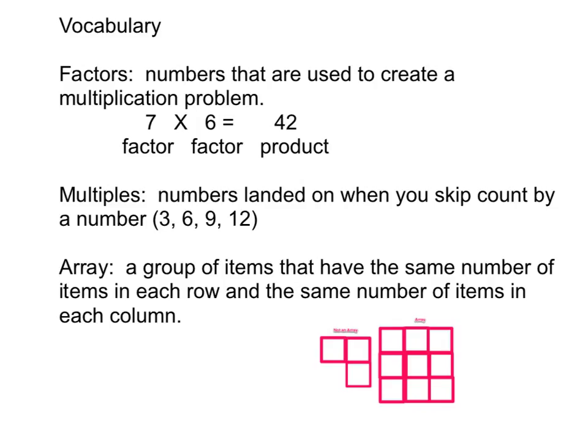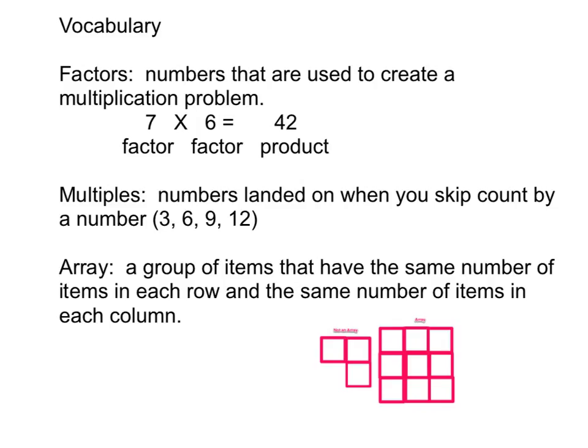Multiples are numbers we land on when we skip count. So when we sing 3, 6, 9, 12, we are essentially finding all the multiples of 3. When you look back up at the number 42, 42 is a multiple of 7, since if I skip count by 7 6 times, I'm going to arrive at 42. 42 is also a multiple of 6, since I can skip count 7 times and land on the number 42.